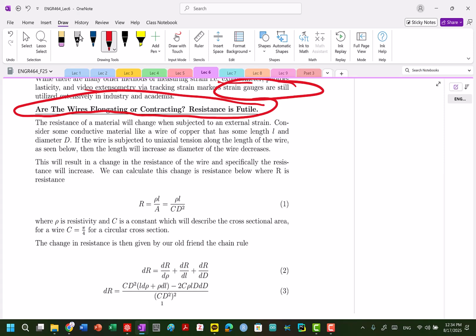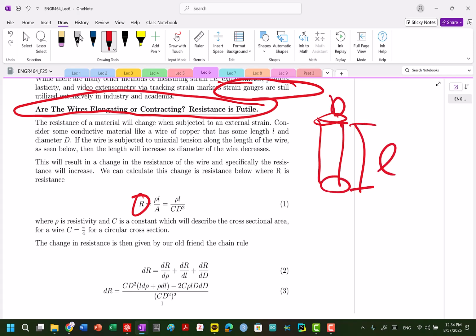So when a wire elongates, consider the resistance of a cylindrical wire that has some diameter and some length L. The resistance is equal to the resistivity, again a material constant, times a constant, and it's proportional to length over diameter squared. As I pull, my material elongates but the wire contracts, so L increases and my diameter gets smaller. That blows up the resistance, so the resistance is going to increase.